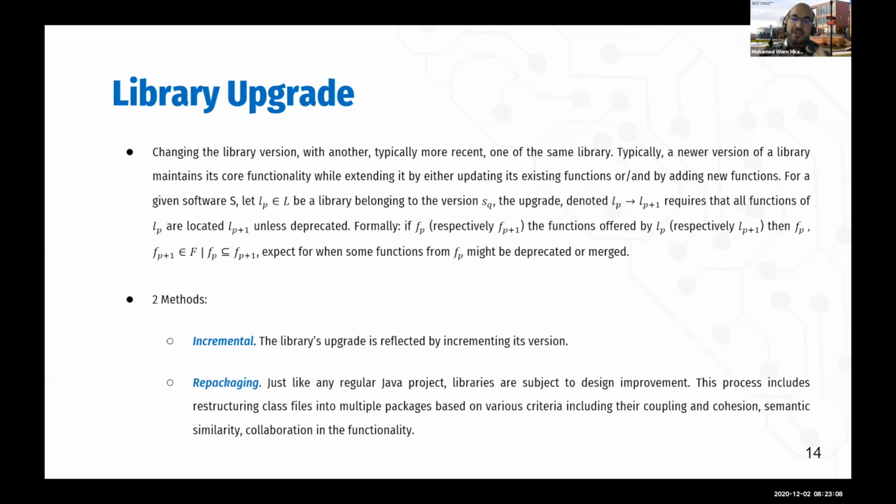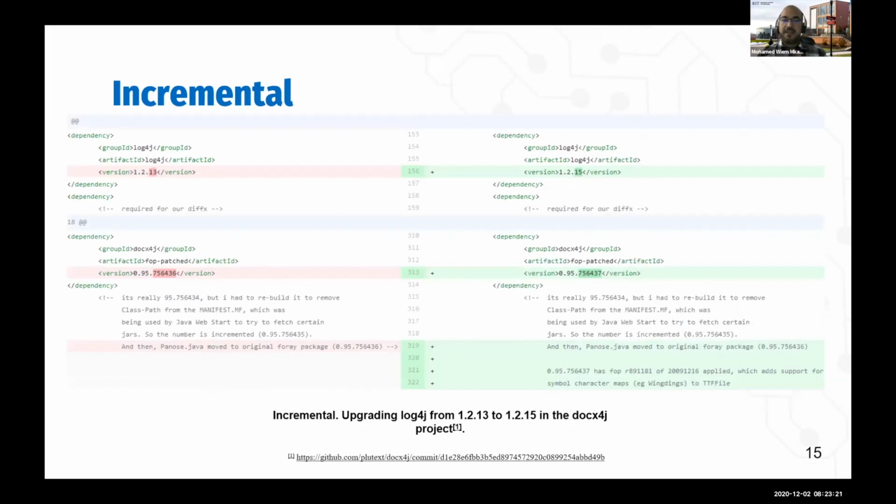And usually when developers upgrade their APIs, we see this happening in two styles. One is incremental and one is repackaging. Let me show you some examples. For instance, in this example I am upgrading my library, which is log4j, as you can see here. Let me try to highlight and annotate this. Here I have the group ID, which is the log4j team, and the artifact ID is called log4j.